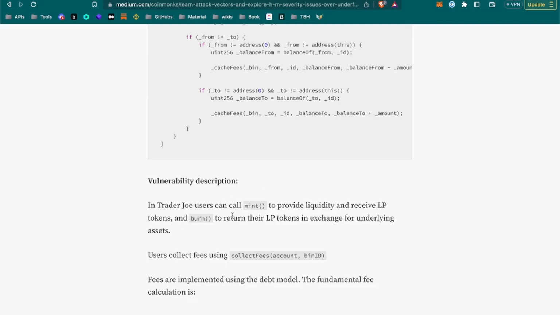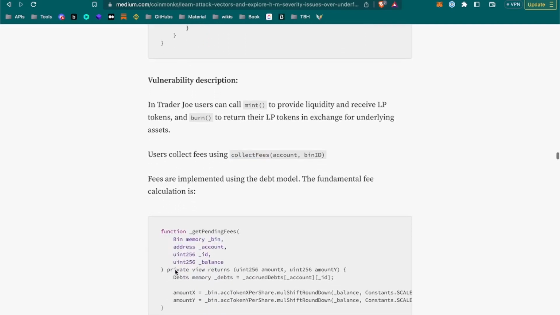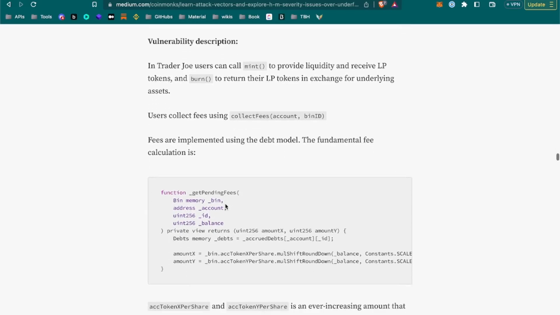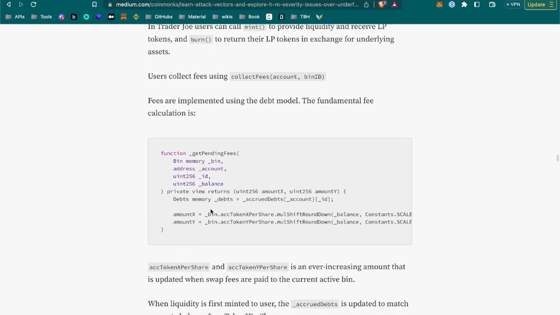So in TraderJoe, users can call Mint to provide liquidity and receive liquidity pool tokens, and Burn to return their tokens in exchange for underlying assets. That's the main usability. And the user collects fees using the collect fees function. The fees are implemented using the debt model, and here is the fundamental fee calculation. I'm not going to get into that, but let's check out these two values here.